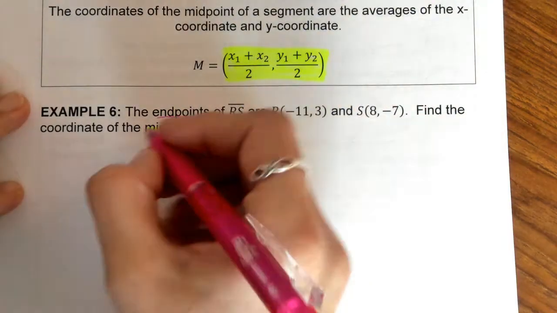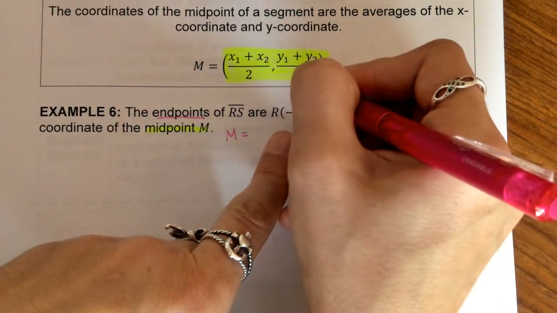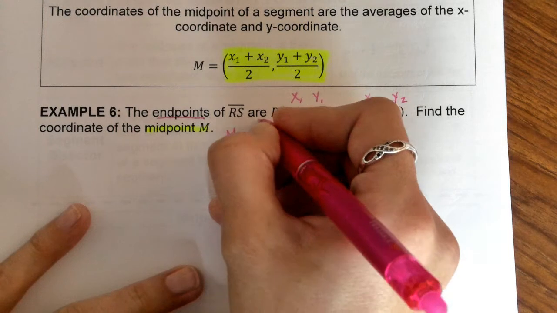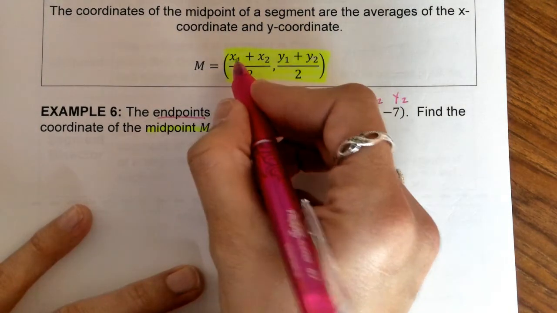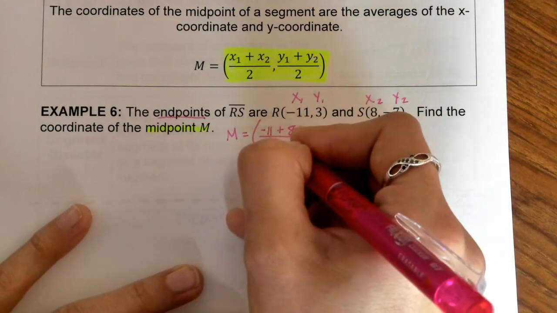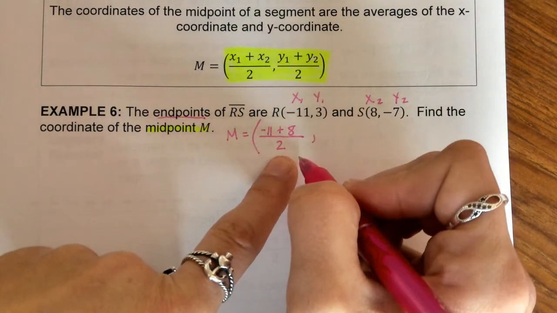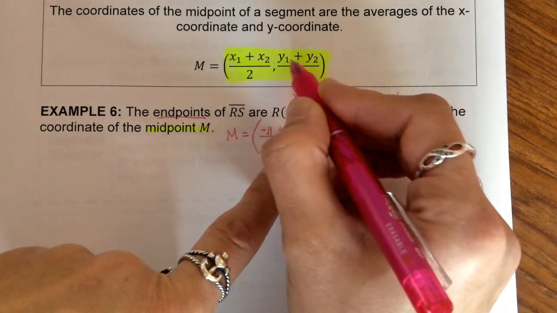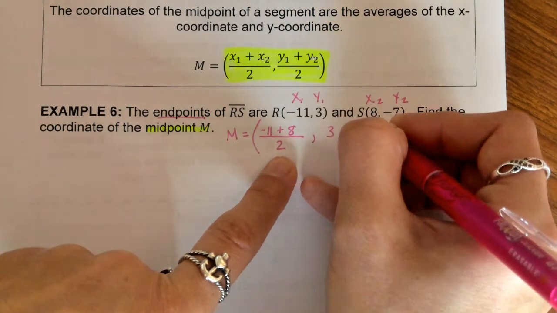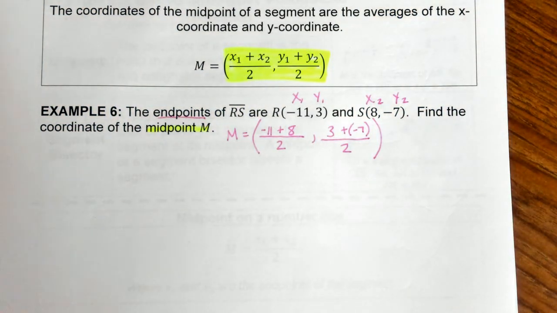So using this formula, we're going to take M, our midpoint. We're going to go up to R and S, and we're going to label X1, Y1, X2, Y2. Okay? So in our formula, we have X1, negative 11, plus X2, 8, all over 2. Now we're looking at two different coordinates. That's going to be our new X coordinate. Okay? Now we're going to find out what our new Y coordinate is going to be. Y1, 3, plus Y2, negative 7, all divided by 2.